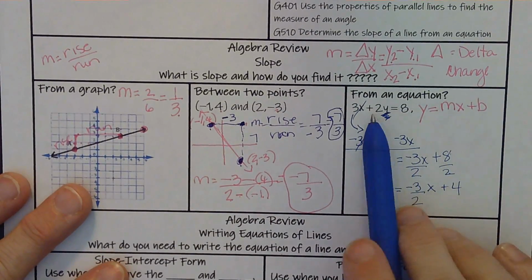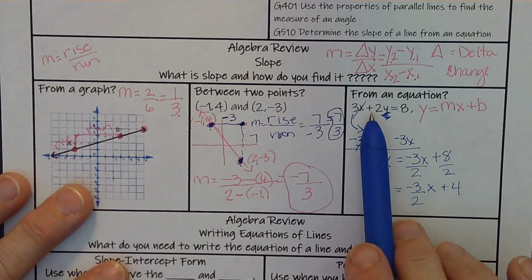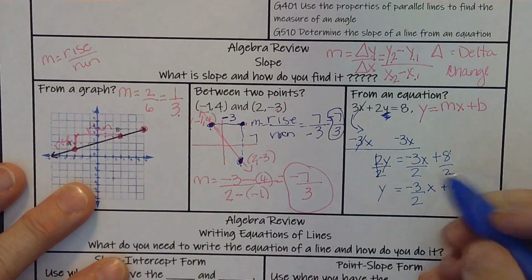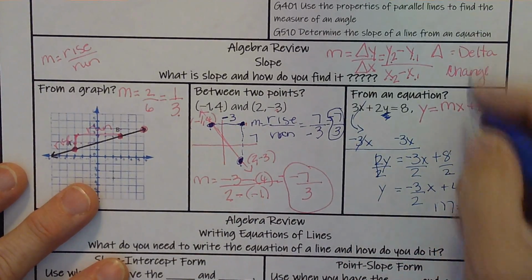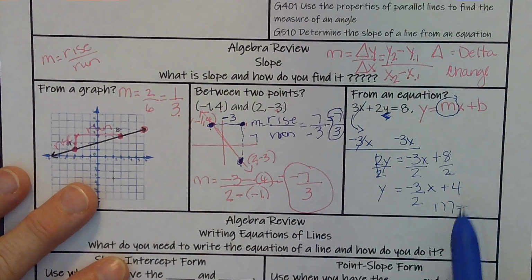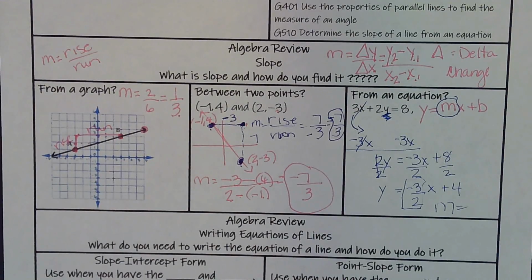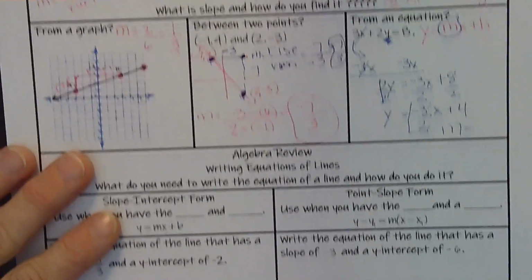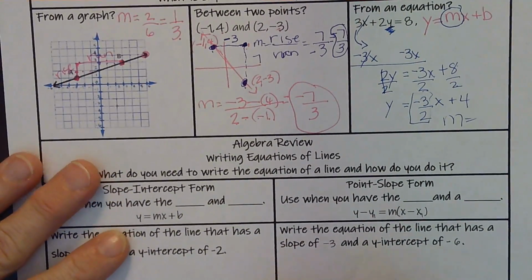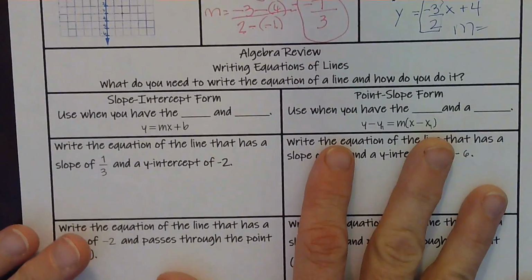So what is the slope of the line whose equation was 3x plus 2y equals 8? Our slope will be whatever the coefficient of x is, and the coefficient of x is -3/2. So this is a quick review of how to find the slope in different situations. So now let's review writing equations.